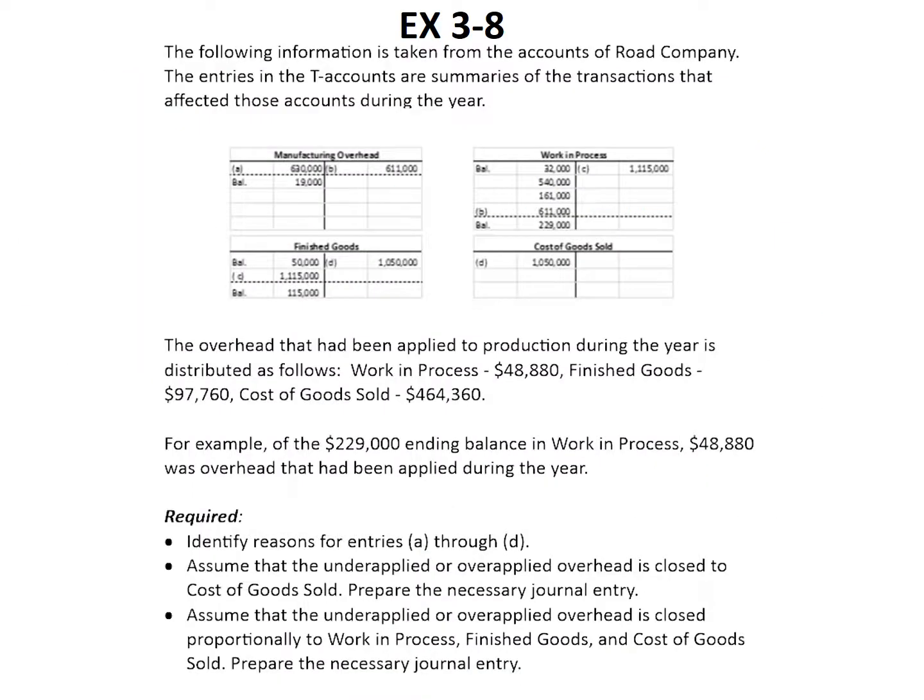Okay, now we're going to look at example 3-8. And in this case, we're given some entries into some specific accounts. Based upon those entries, we're going to be required to identify the reasons for the entries A through D. So let's go ahead and start off with that, and we'll take a look later in the problem at these other items that are required.